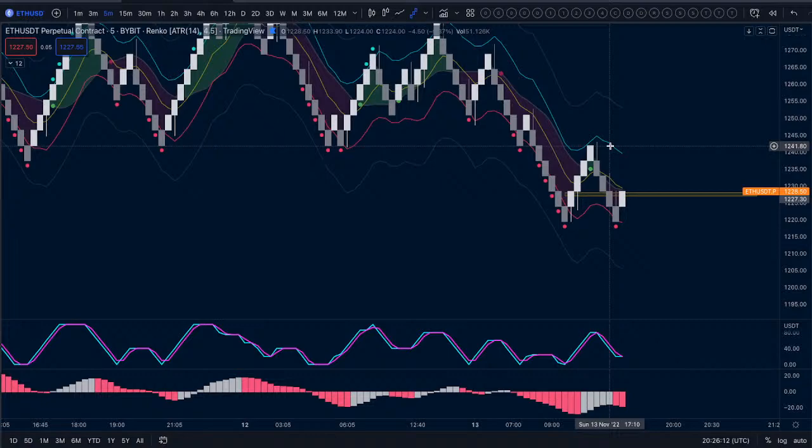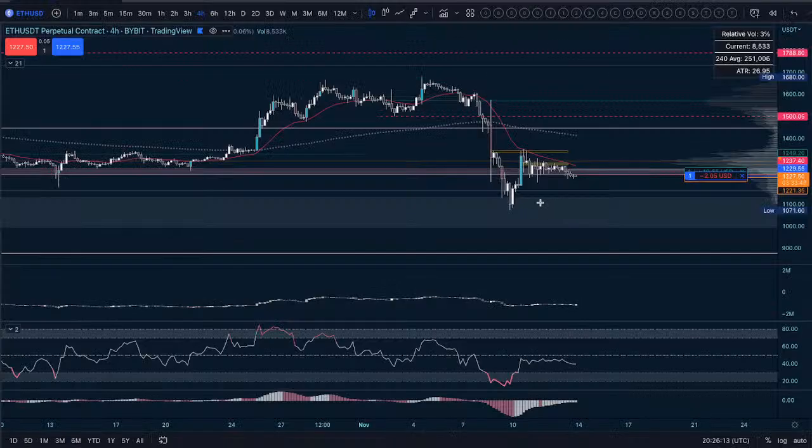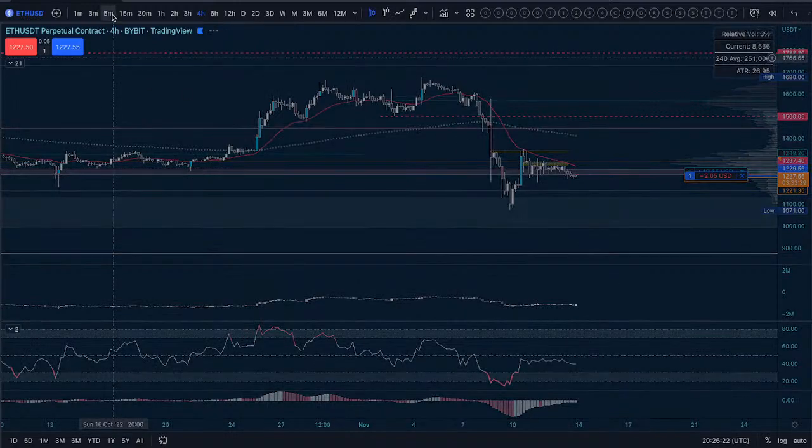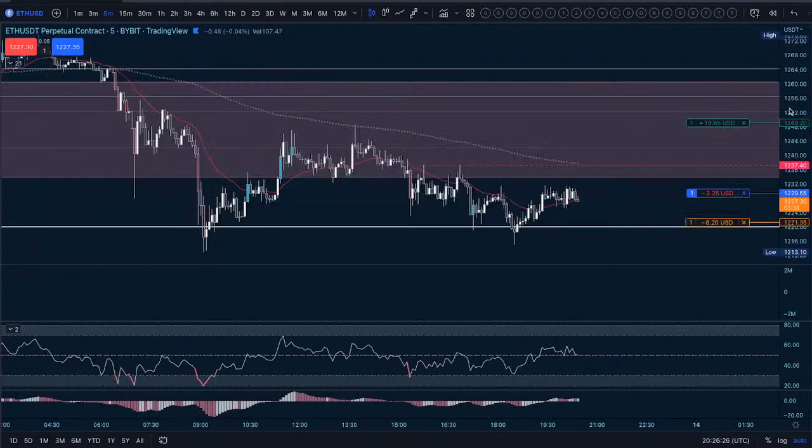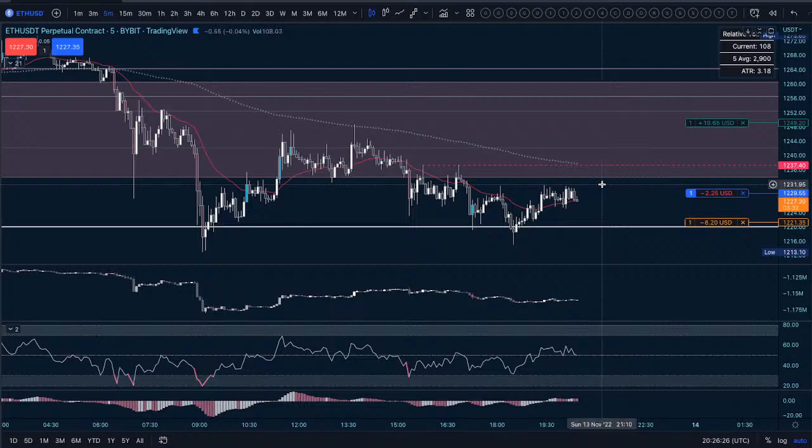It basically needs to go over 1241. 1241. Yeah, here. As I said, it needs to break this and hold about there. It needs to come up there.